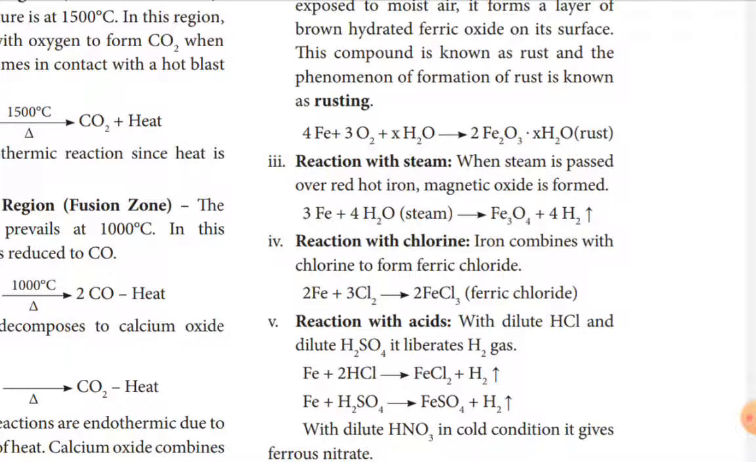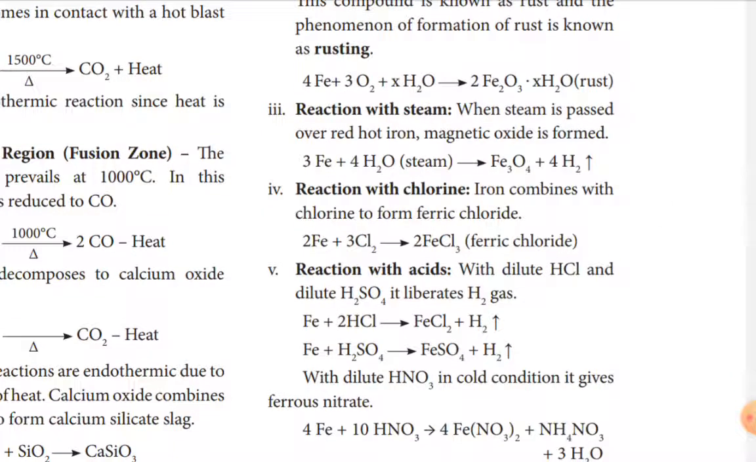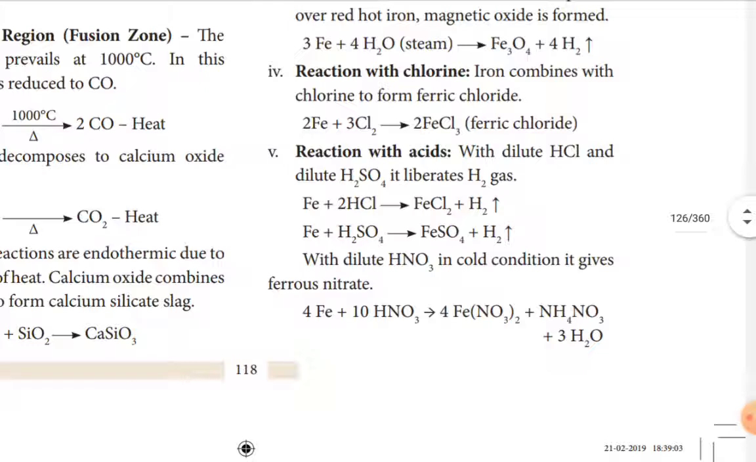Also metals normally react with halogens to form metallic chloride. Similarly here, iron reacts with chlorine to form ferric chloride, FeCl3. Then with the acids, dilute acids like HCl and sulfuric acid react with iron to form the corresponding salt. Hydrochloric acid will give ferrous chloride, and iron with sulfuric acid gives ferrous sulfate, FeSO4. Also see, dilute HNO3 in cold condition reacts.